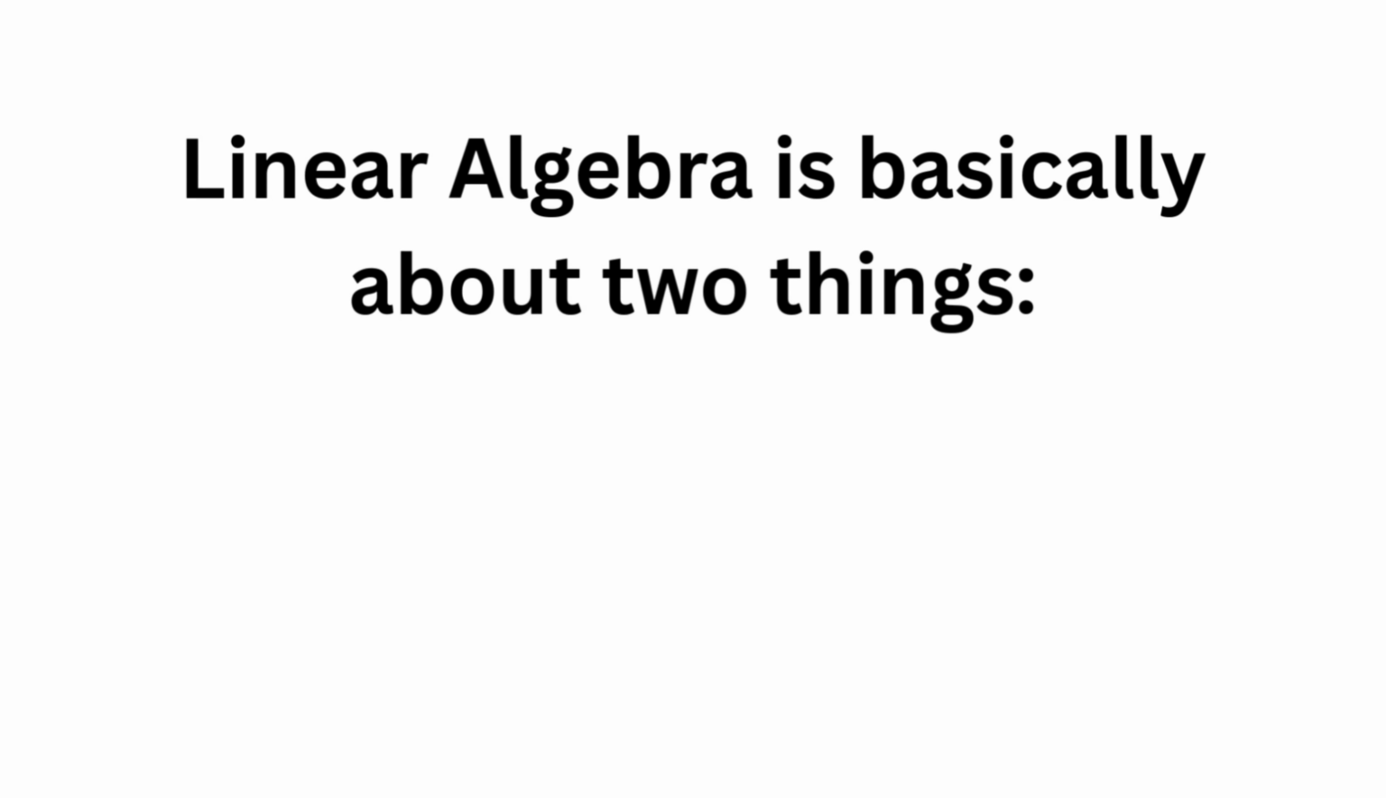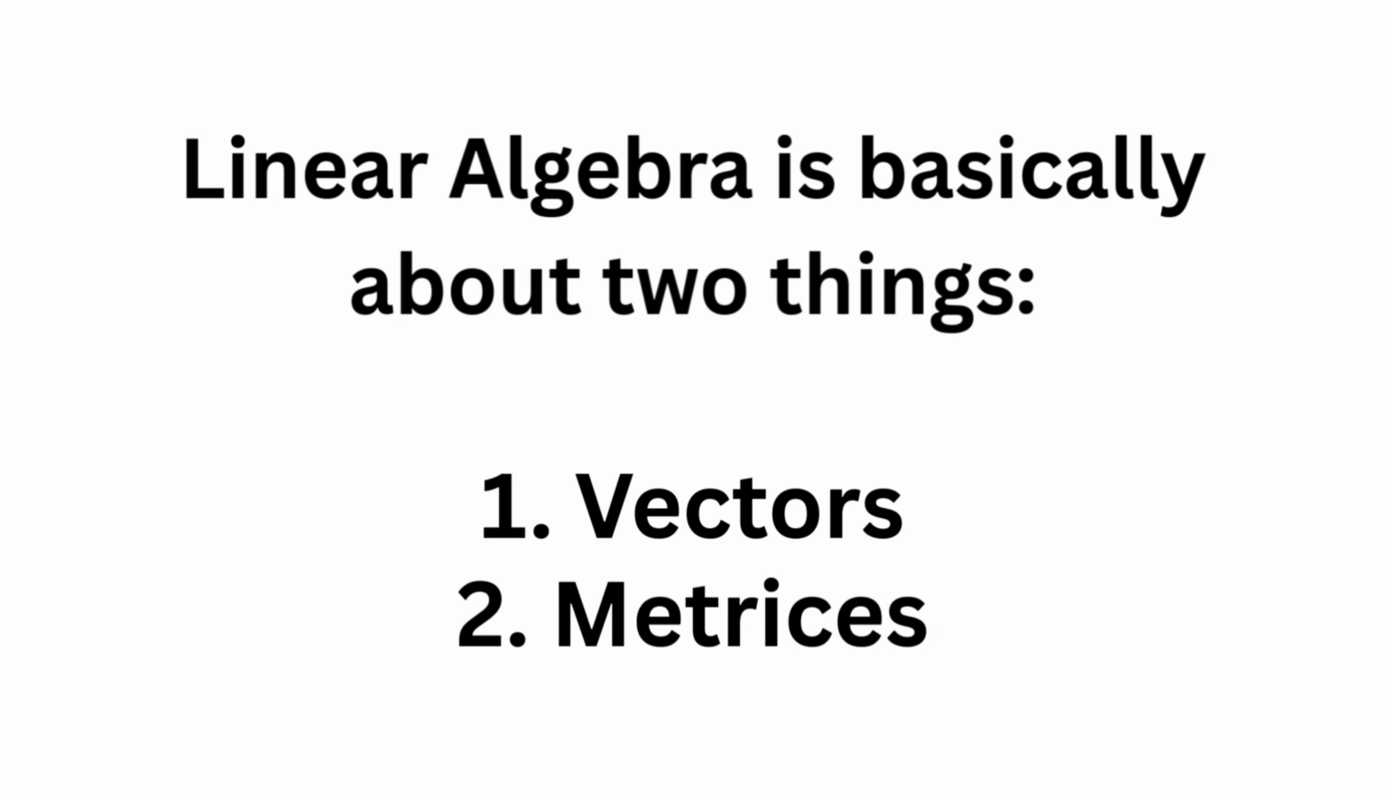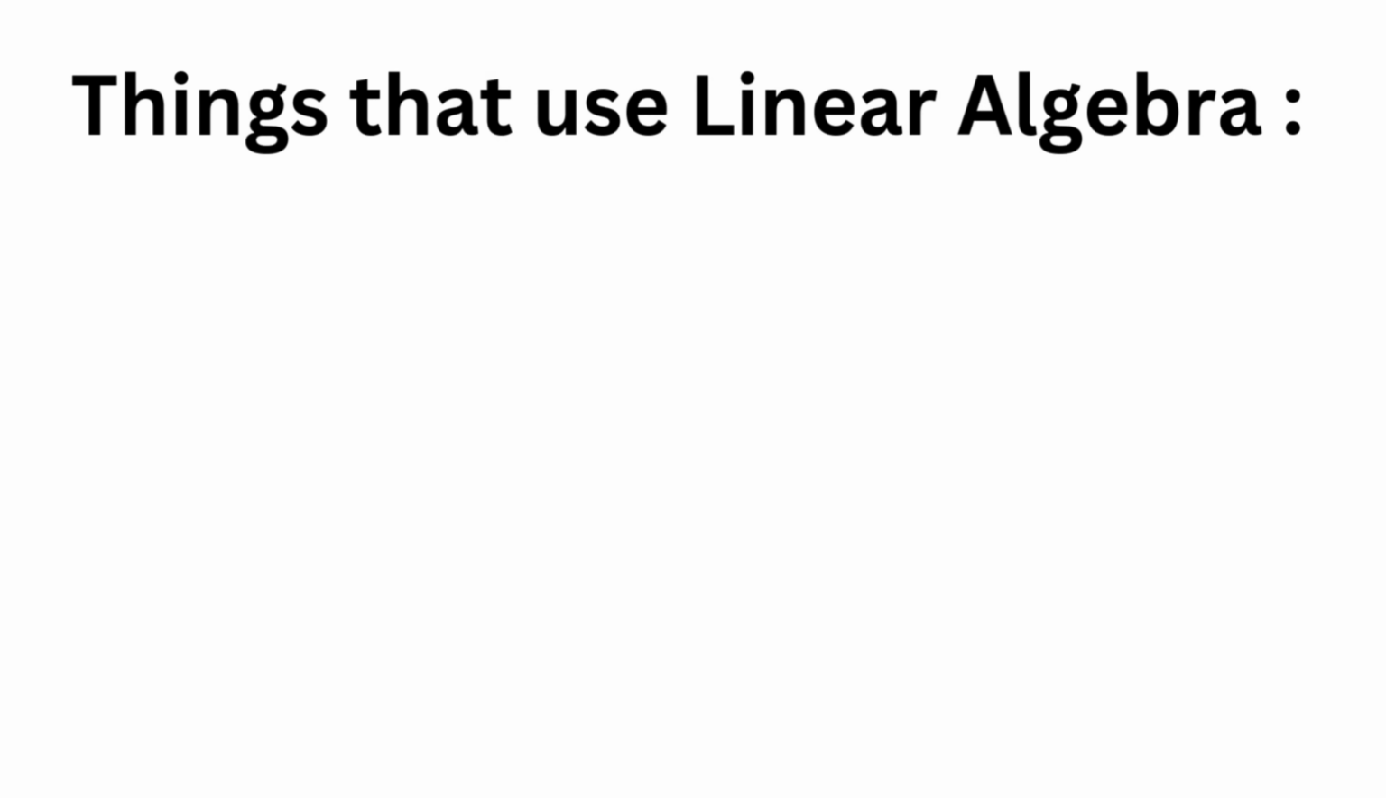At its core, linear algebra is about two main things, that is, vectors and matrices. That's it. Everything else comes from these two ideas, and here is the cool part. Everything big that uses linear algebra uses only these two ideas.